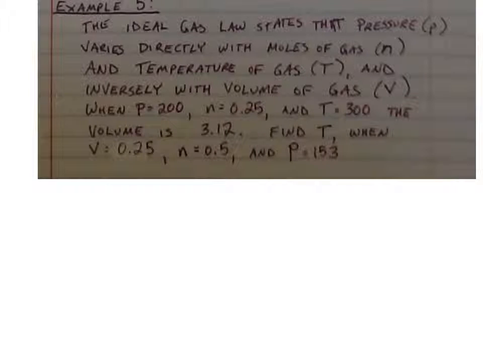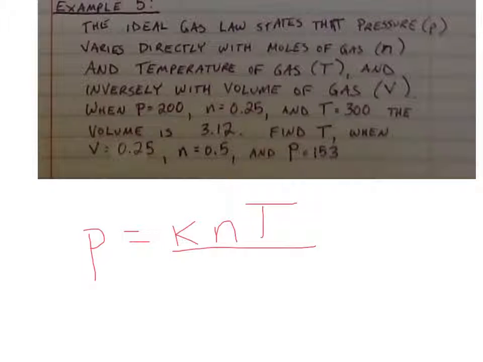The ideal gas law states that pressure, P, varies directly with moles of gas and temperature of gas, and inversely with volume of gas. So for the scientists among us, you might notice that this is the famous PV equals nRT equation of the ideal gas law. If you're not familiar with that equation, you'll eventually learn it in your science class.